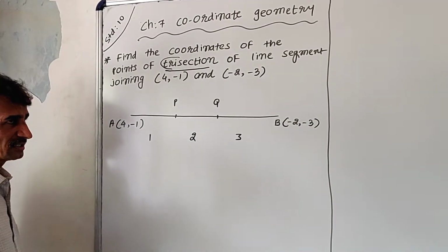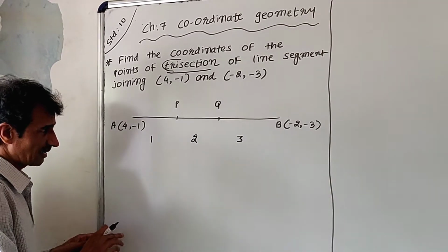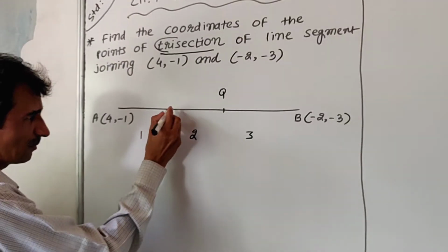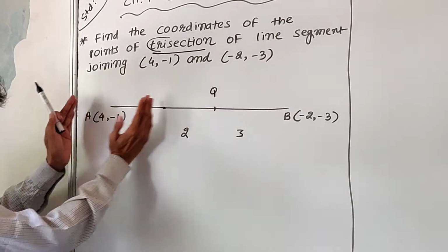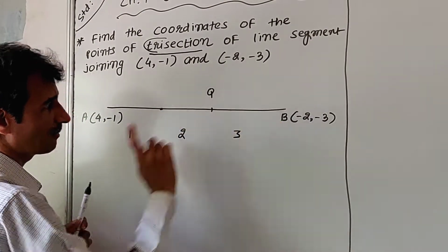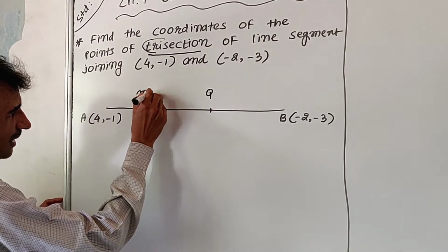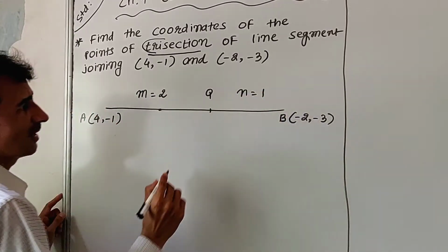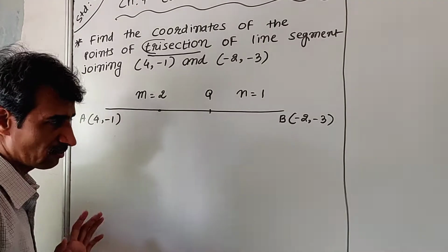Now I want to consider the ratio M is to N. This is your consideration. Forget for some time that P is not there, only the point. On one side there are 2 parts and on the other side only a single part. That means we consider M equal to 2 parts and N equal to 1 part. This is my consideration. You can assume 1 is to 2, whatever, no problem.